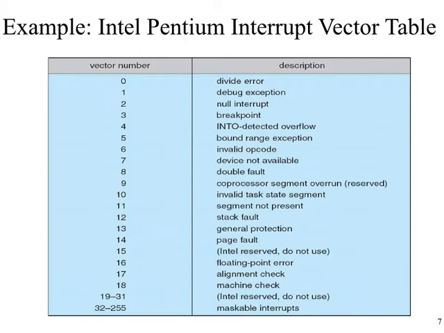So in this picture, we show an example of the interrupt vector table in the Pentium architecture. The interrupts 0 through 18 are reserved for processor-specific events, whereas interrupts 32 onwards are maskable interrupts that can be generated by I/O devices. So typically, when the system boots up, the I/O devices claim one of the maskable interrupts.